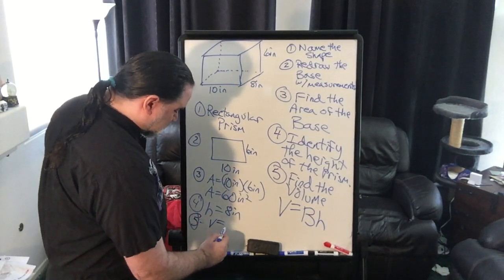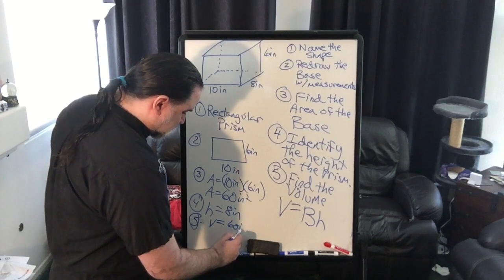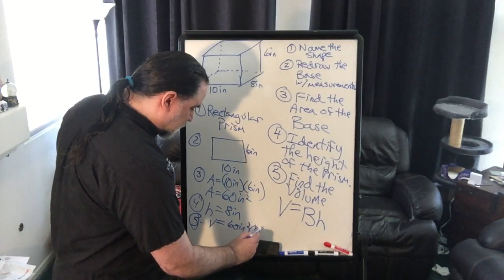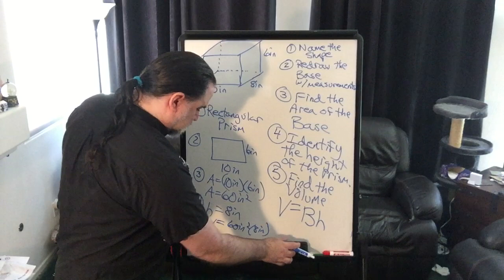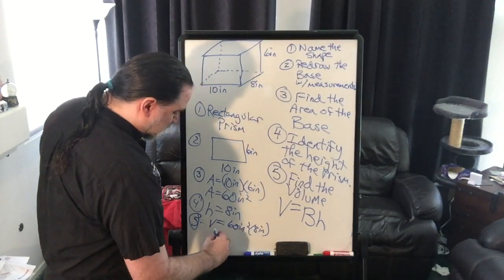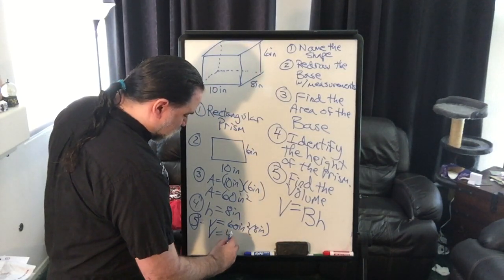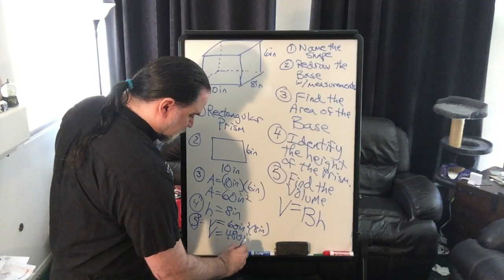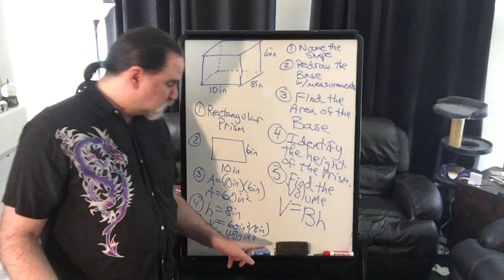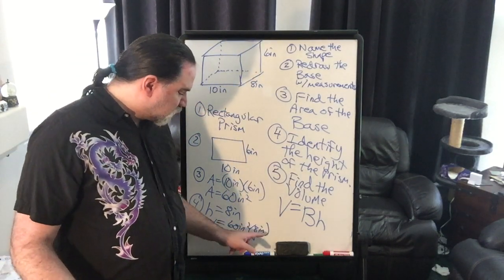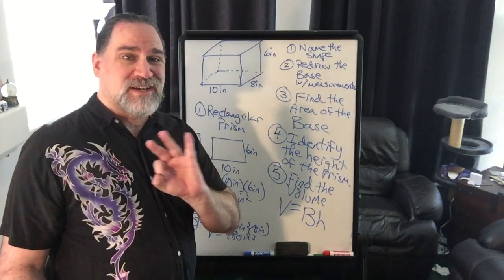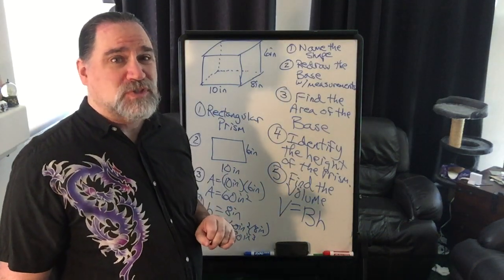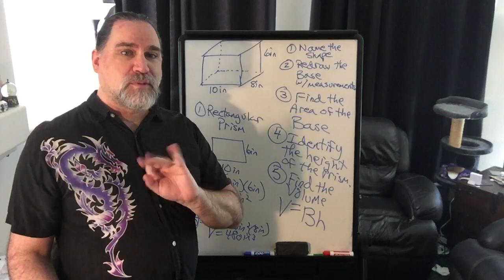So volume equals 60 inches squared times 8 inches. Move those over, knock some things on the floor. Our volume is going to be 480 inches cubed, because we have the word inches 3 times. In fact, anything volume is always going to be to the 3rd power.